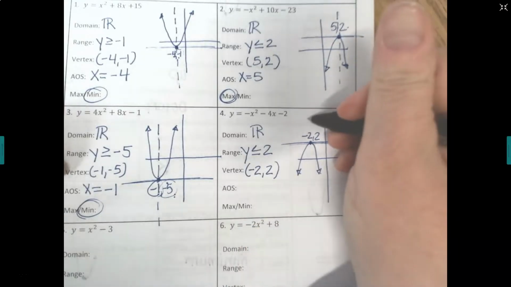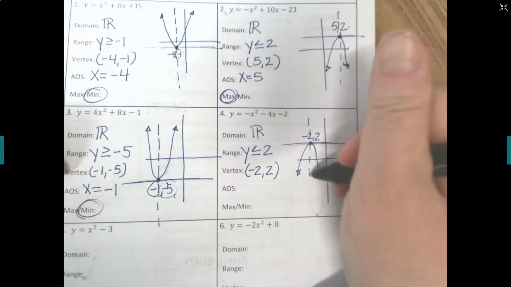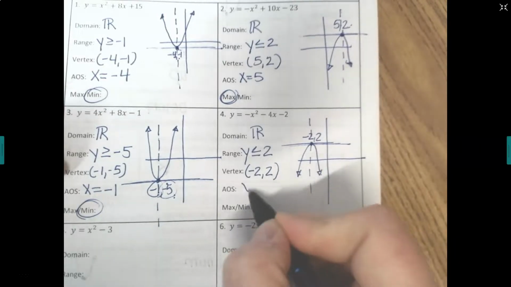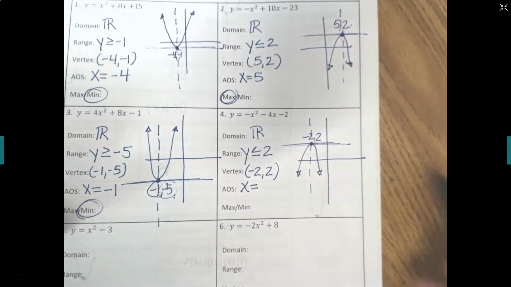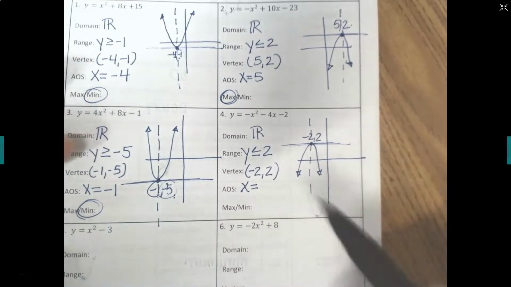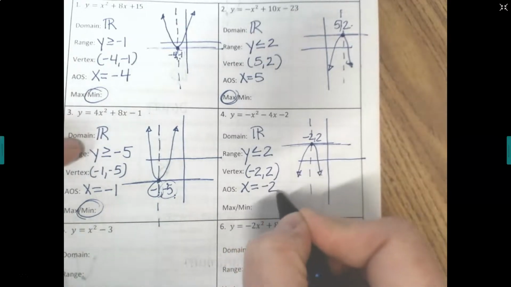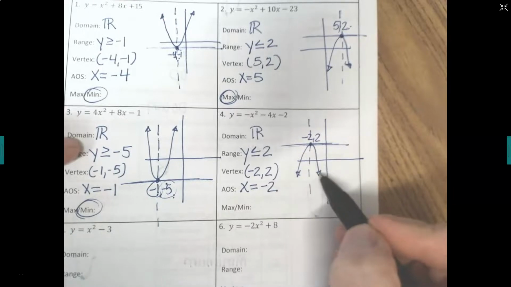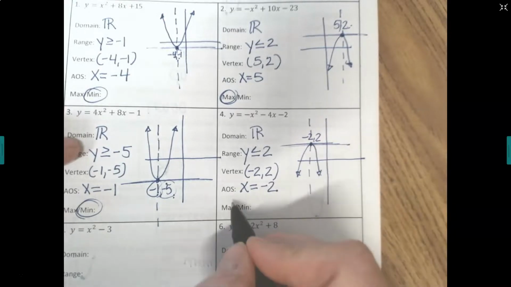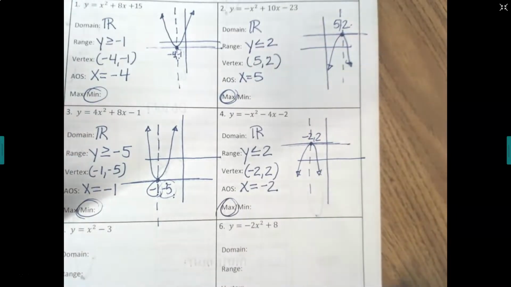Our axis of symmetry is this vertical line, and those are always labeled x equals, so you have to look at the x value of the vertex, which is -2. Because our graph opens down, the vertex is on the very top, so that makes this a maximum.